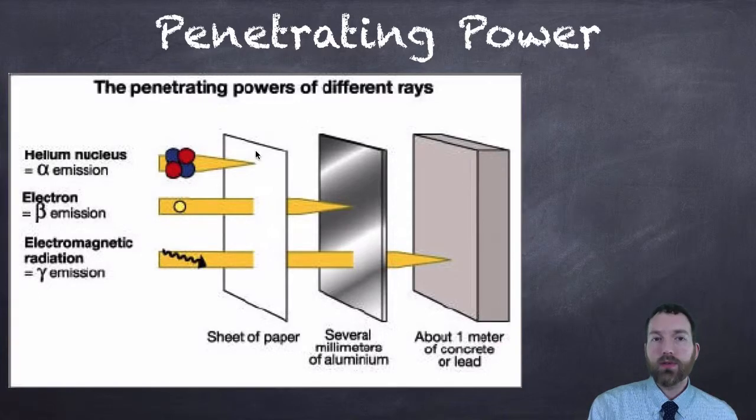So alpha particles don't have a lot of penetrating power. They could be stopped by a sheet of paper. A beta particle will go right through that sheet of paper, but it could be stopped by 7 millimeters of aluminum. And gamma rays will go through both the paper and the aluminum, and they're stopped with about 1 meter of concrete or lead. So much stronger penetrating power because these rays have a lot more energy than the other ones.